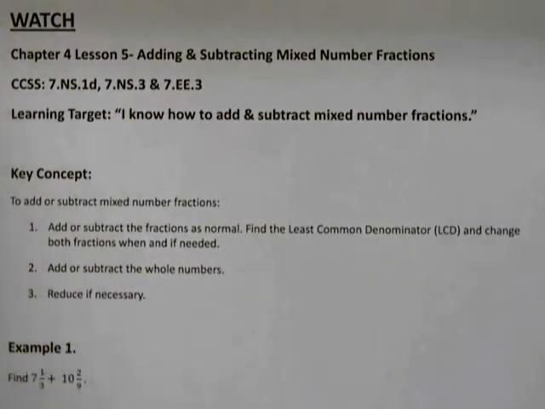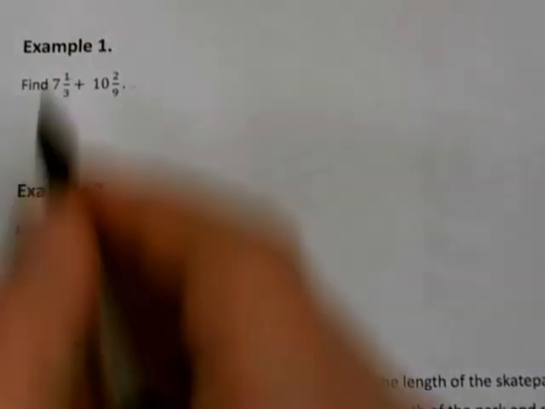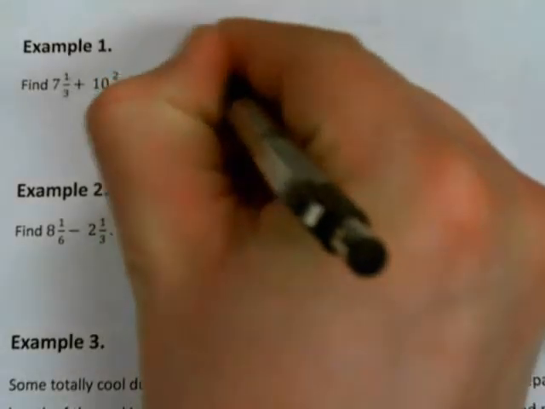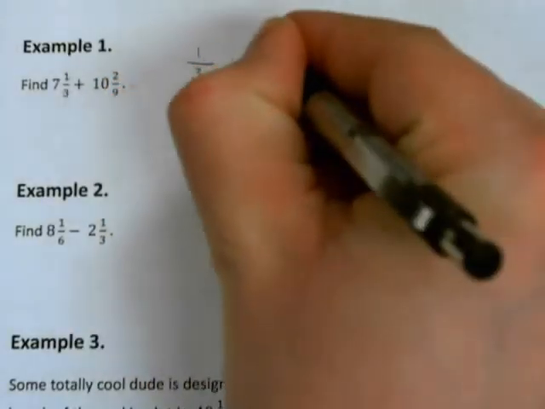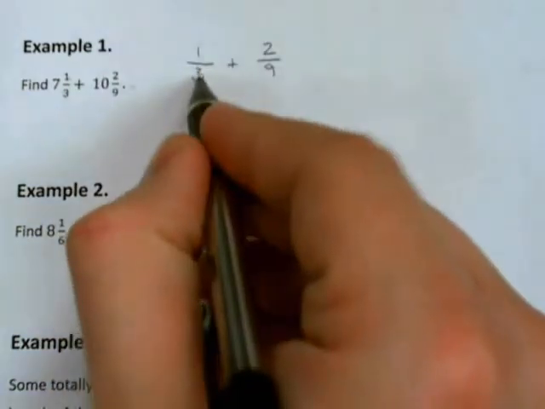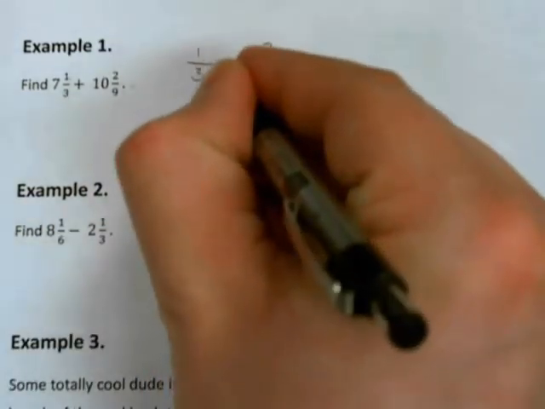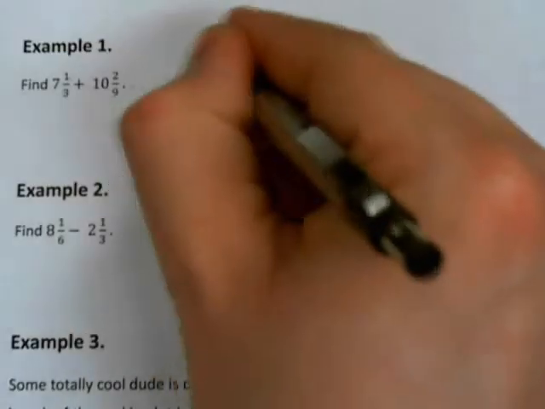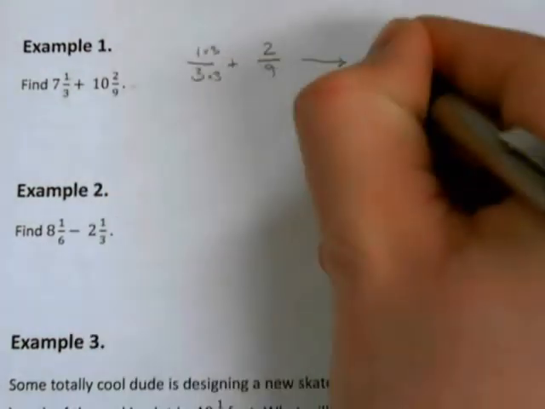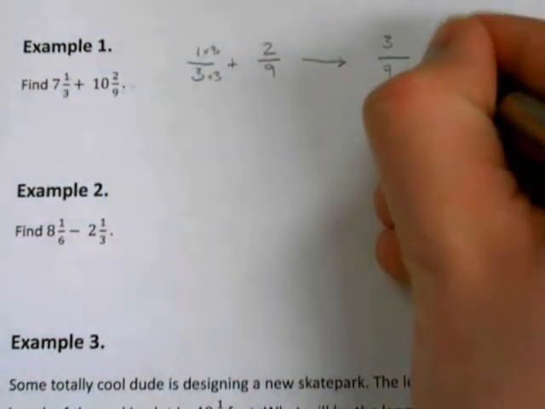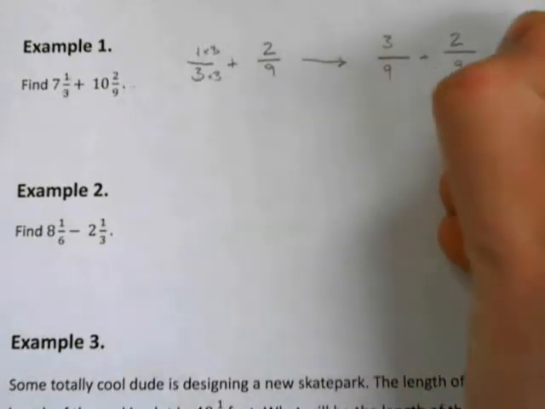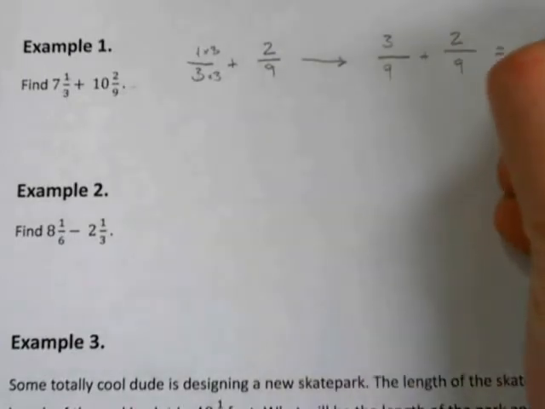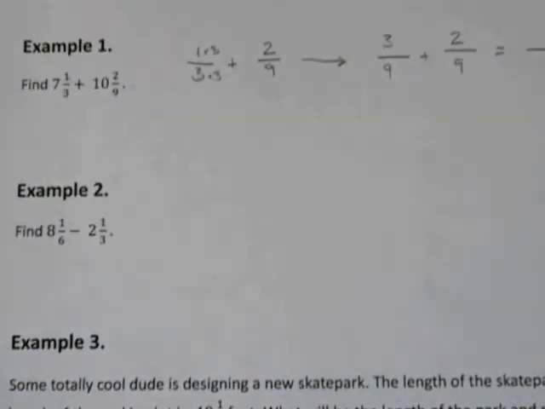Let's do example 1. Find 7 and 1/3 plus 10 and 2/9. I'm going to take 1/3 and add 2/9 to it. We need to change this fraction. If we multiply 3 by 3, it gives us 9, so we rewrite it: 1 times 3 is 3, 3 times 3 is 9. So we have a common denominator now. Plus 2/9 equals a fraction with 9 on the bottom, and 3 plus 2 is 5, so 5/9 is our fraction.